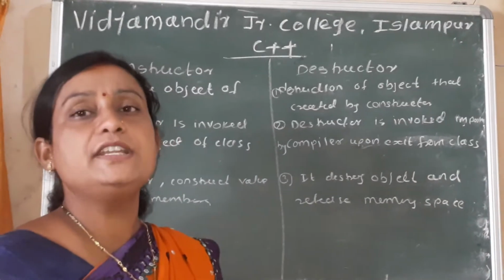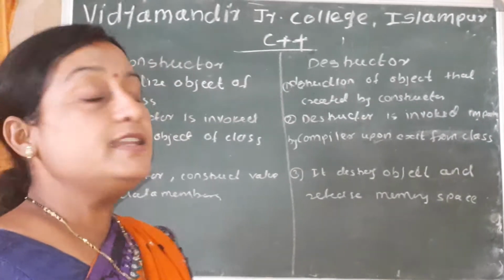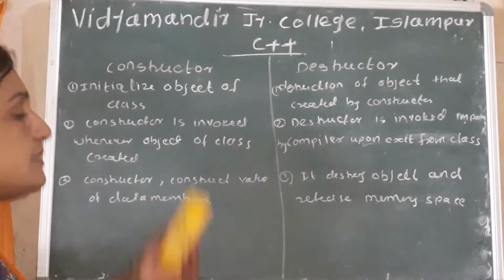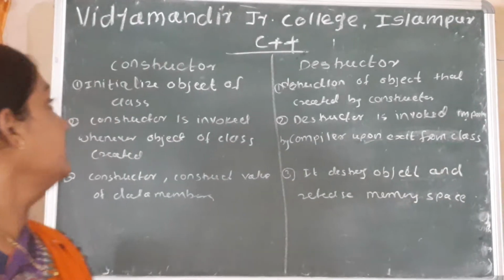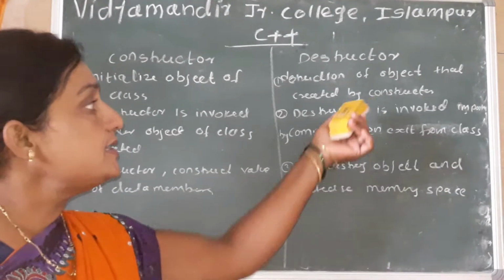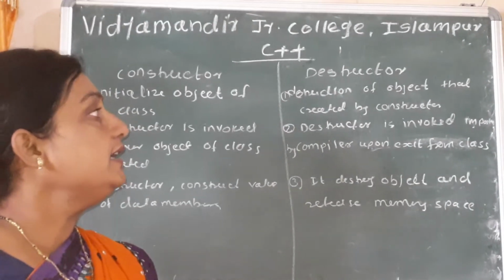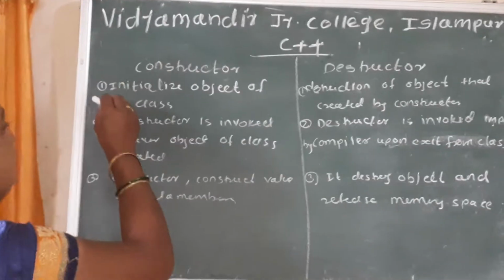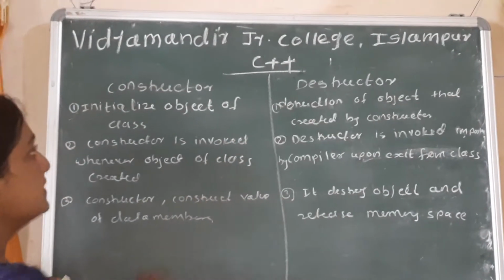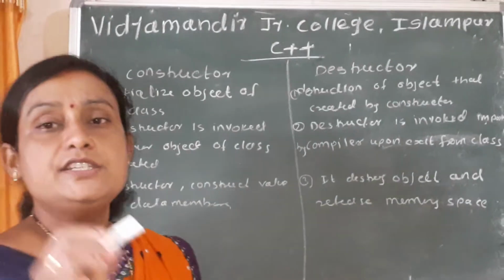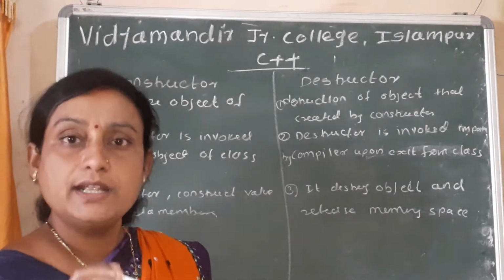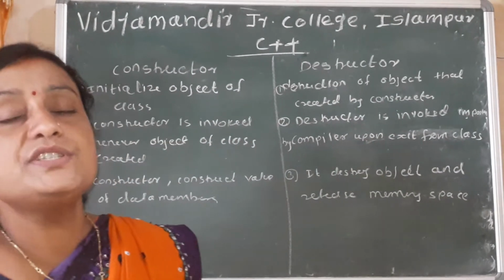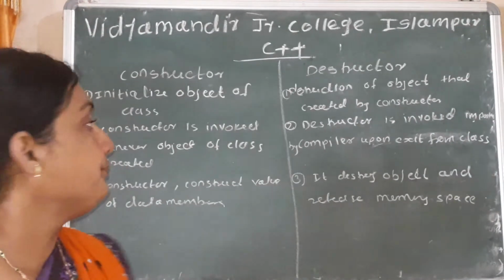In the previous lecture, we discussed the destructor. There is a slight difference between a constructor and a destructor. The constructor is used to initialize the object of a class, but the destructor is used to destroy or delete an object of a class which is created by the constructor. That is the main major difference between constructor and destructor. The constructor is the initialization of the object of a class, but the destructor is used for the destruction of an object which is created by the constructor.